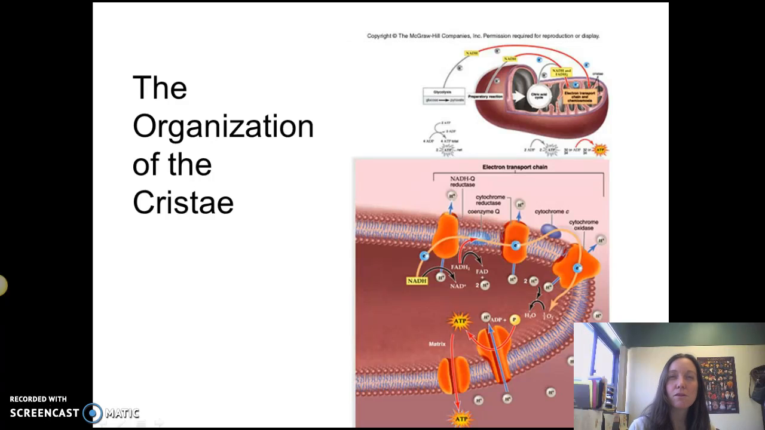Now, what happens when we have that concentration difference? Diffusion. The hydrogens want to diffuse across the membrane, and they can do so only through one molecule called ATP synthase. As the hydrogens diffuse across, the ATP synthase makes or synthesizes, you guessed it, ATP. So here's where we get the production of ATP.